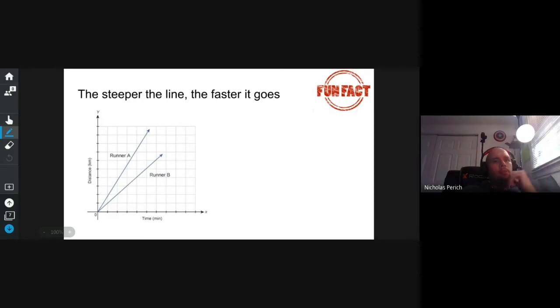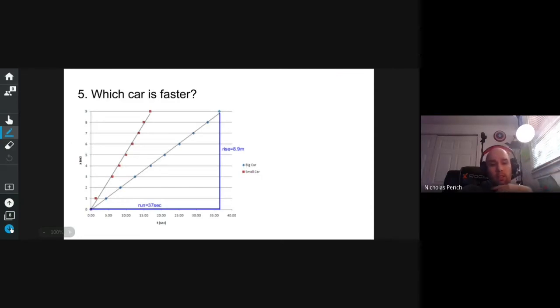Fun fact, the steeper the line, the faster it goes. So if runner A and runner B are running, runner A is faster because it's a steeper line.